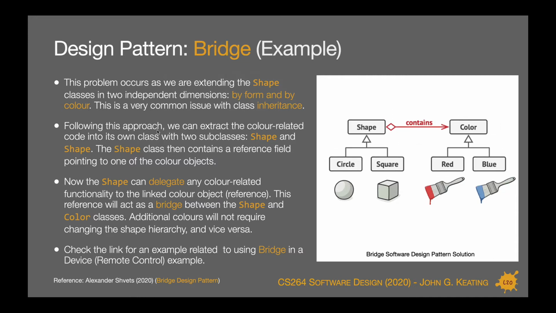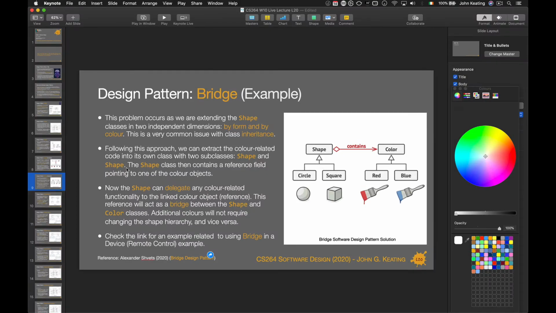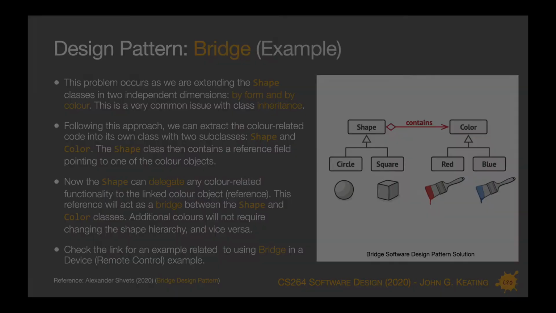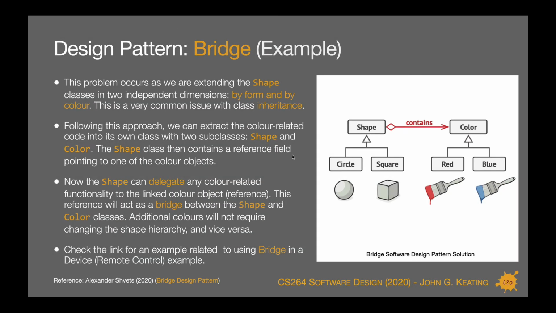So we can extract the color related code into its own class with its own subclasses. So we have shape and actually it's shape and color here. That's what happens with copying and pasting. The shape class contains a reference field pointing to one of the color objects. Okay, it's containment here. So the shape object can delegate any color related functionality to the linked color object. In other words, it's a reference, and this reference will then act as a bridge between the shape and the color classes. So additional colors will not require changing the shape hierarchy and vice versa.